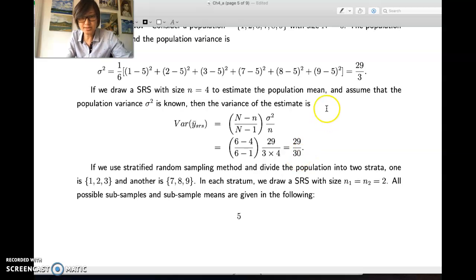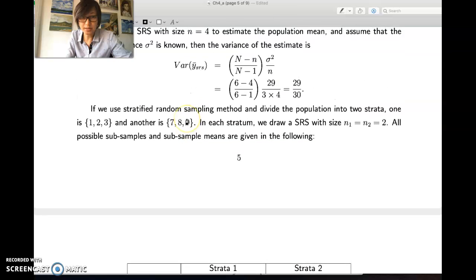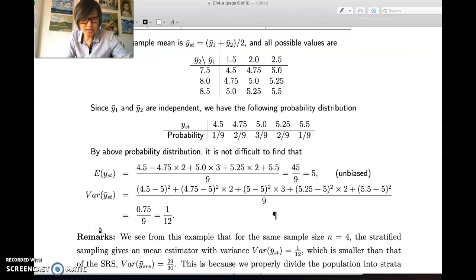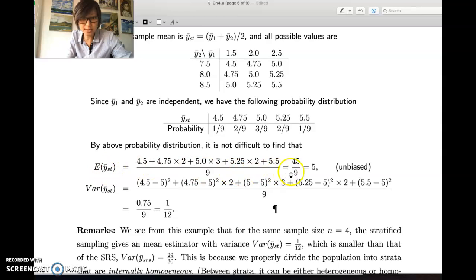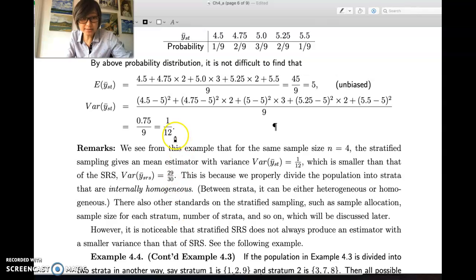So under this scenario, we can see that if we carefully separate the population into strata, so that between strata they're quite different, but within strata they are similar, then as a result, we can find an unbiased estimator with a very small variance. In this case, we conclude this is a very precise estimate with this variance.